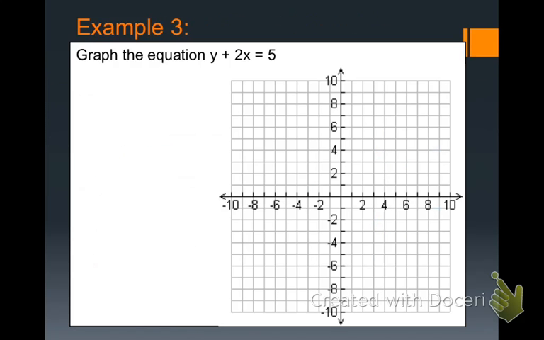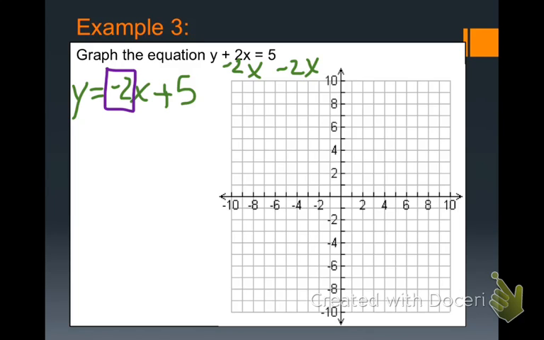So we'll try another one. Again, y plus 2x equals 5 is not in slope-intercept form, so the first thing you have to do is put it in slope-intercept form. Subtract 2x from both sides, and y equals negative 2x plus 5. So then, my slope is negative 2, my m is negative 2, and my b, or my y-intercept, is positive 5.